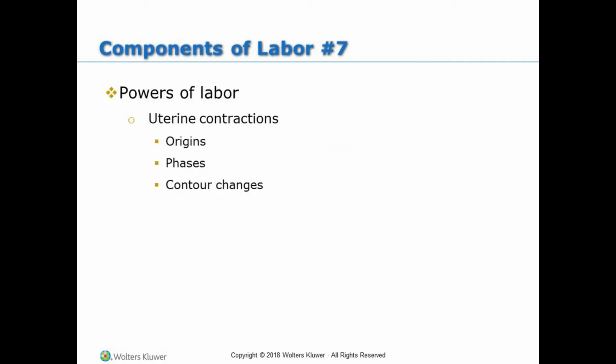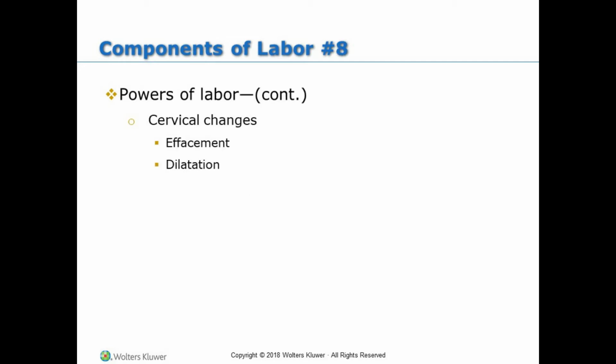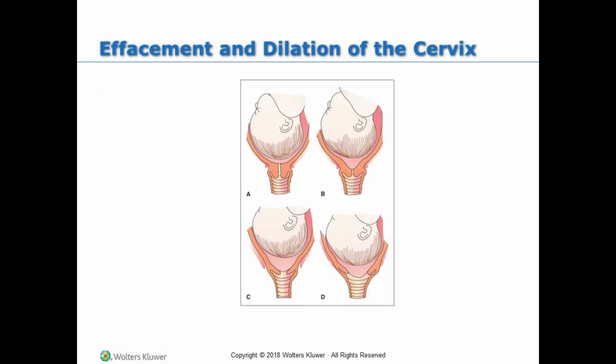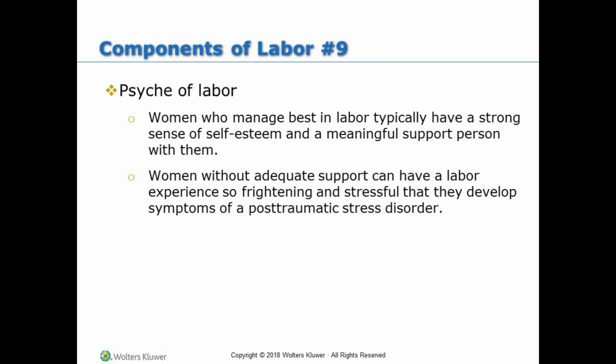Powers of labor. Uterine contractions. Origins. Phases. Contour changes. Cervical changes. Effacement and dilatation of the cervix. Psyche of labor. Women who manage best in labor typically have a strong sense of self-esteem and a meaningful support person with them. Women without adequate support can have a labor experience so frightening and stressful that they develop symptoms of post-traumatic stress disorder.